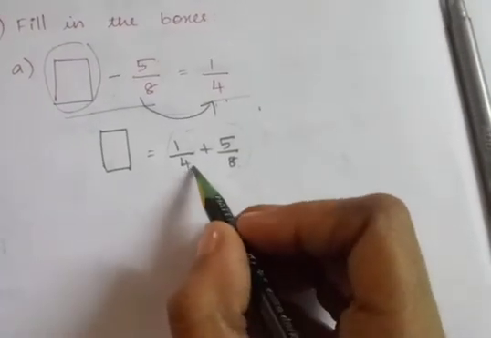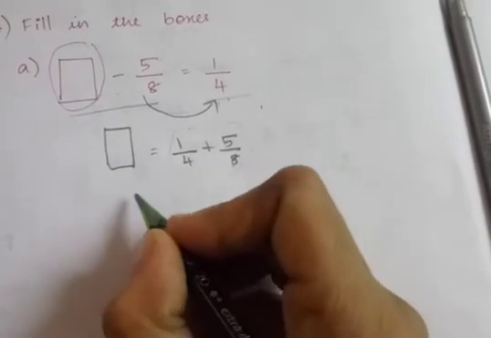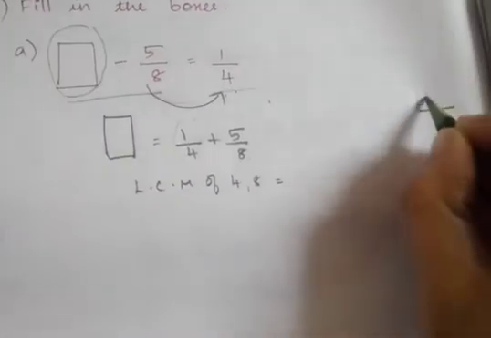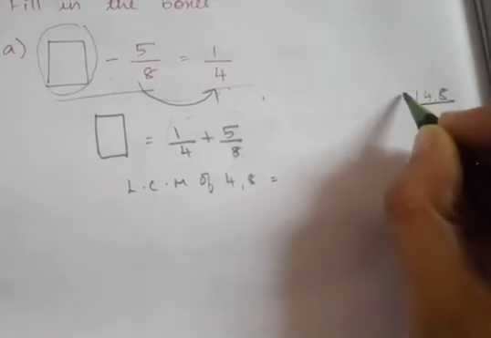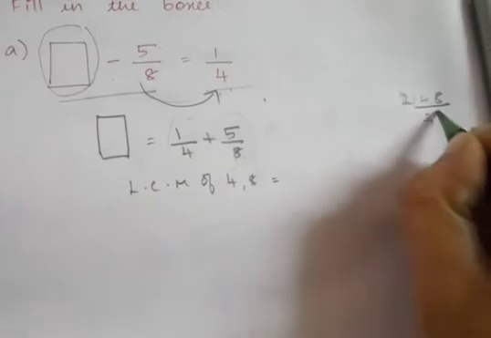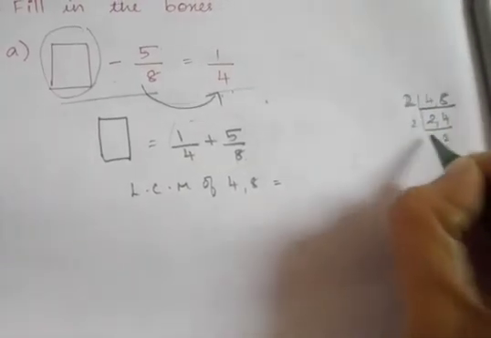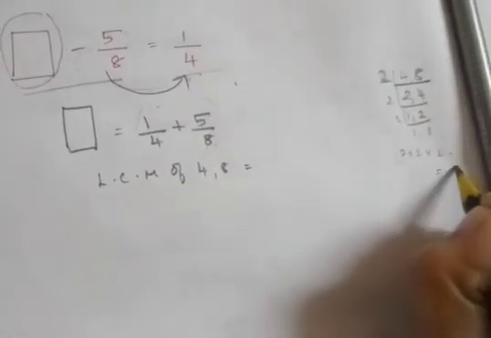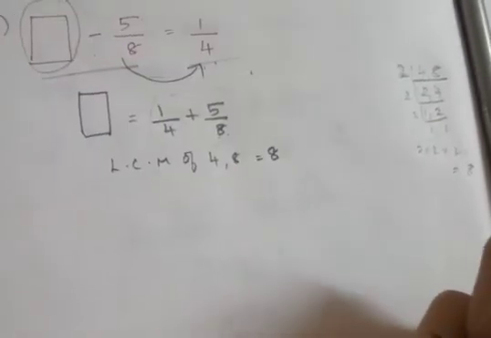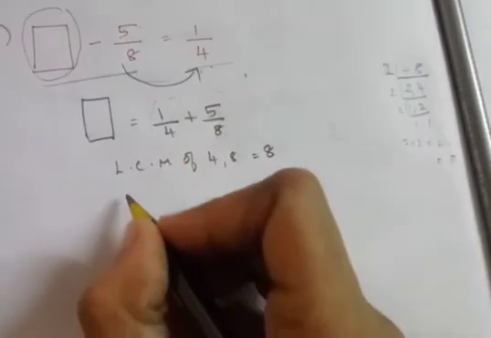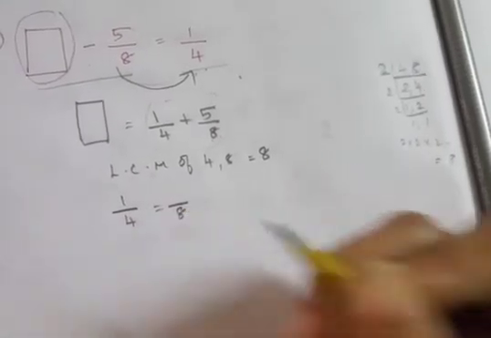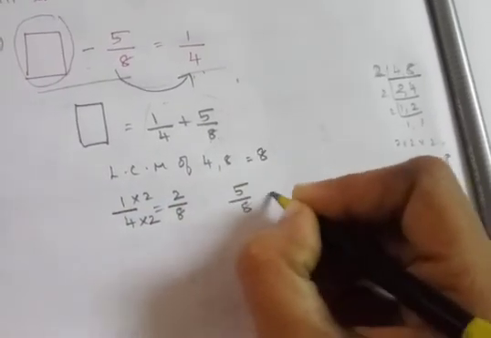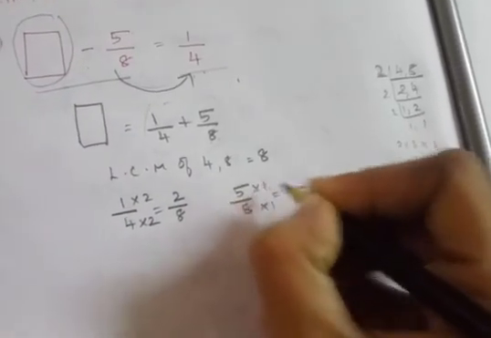Now, are our denominators the same? No. What will you do? Take the LCM of 4 comma 8. The LCM of 4 comma 8 is 2 into 2 into 2, so 2 2s are 4, 4 2s are 8. So what is our LCM? 8. So what should we do now? I should convert this 1 by 4 to denominator 8. So 4 2s are 8, 1 2 is 2. And 5 by 8 already has denominator 8. So 8 1s are 8, 5 1s are 5.